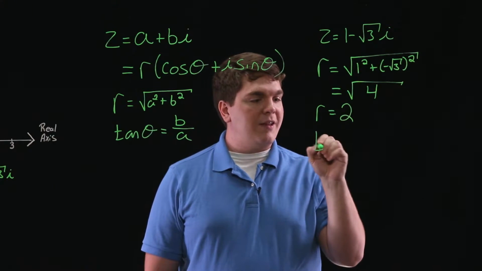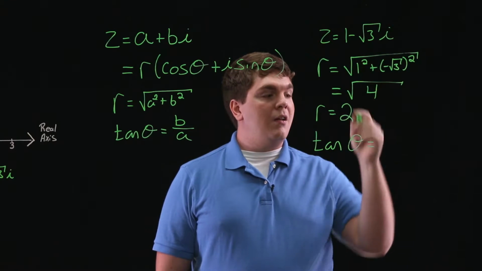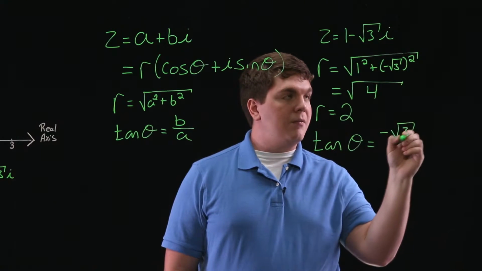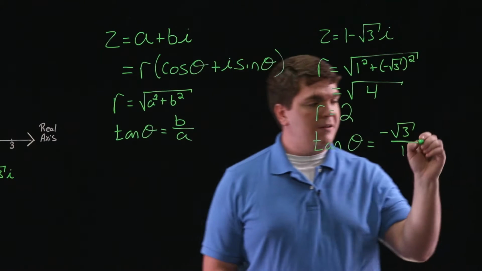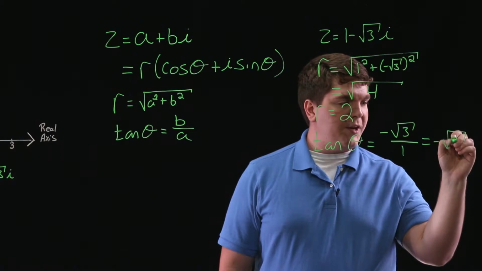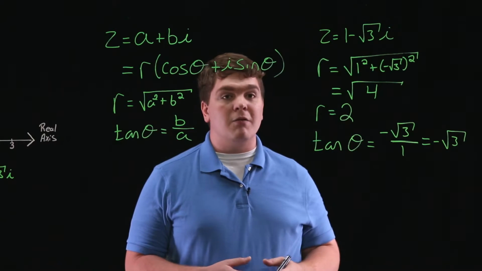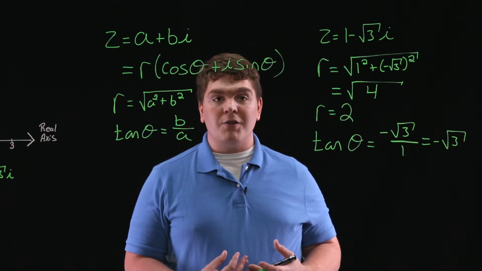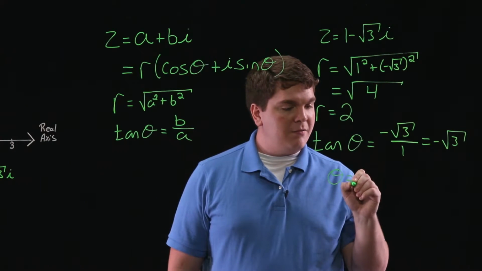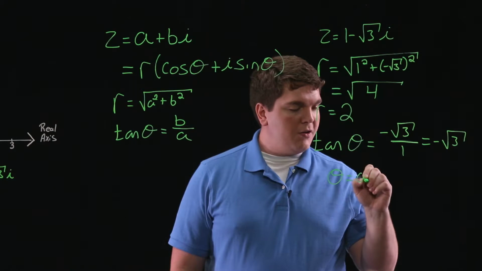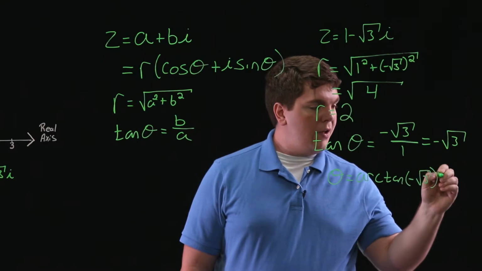We also have that tangent of theta is going to be equal to negative square root of 3 divided by 1. So tangent of theta is equal to the negative square root of 3. Now here, we can use the inverse trigonometric properties to solve for theta, and since we're in the fourth quadrant, we'll have to add 2 pi to our number. So we have theta is equal to arctangent of negative square root of 3 plus 2 pi.